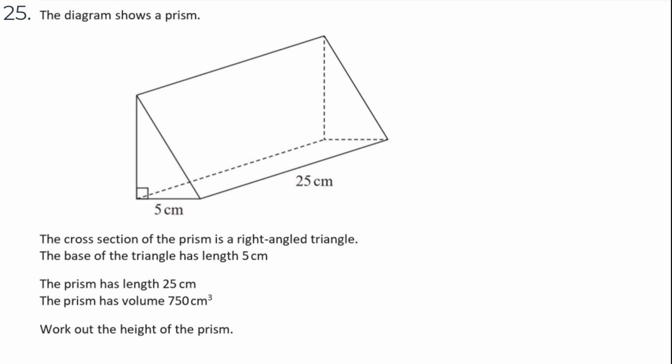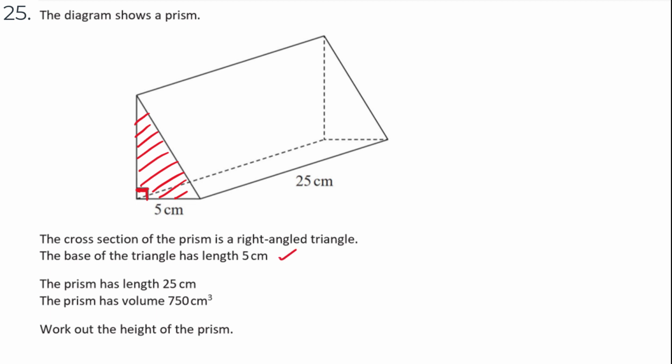Okay. So let's go through and make sure all that information is actually on the diagram. The cross section of the prism is a right angled triangle. So the cross section is the uniform face running all the way through the prism. It's that face there, isn't it? It matches up with the one on the other side. And yes, the right angle has been marked. So that's on there.